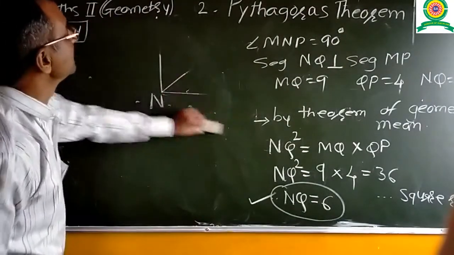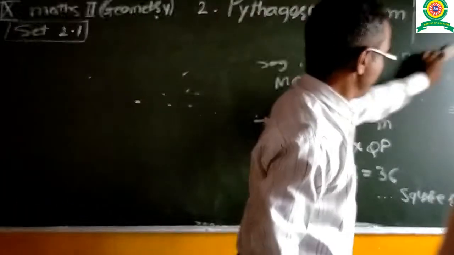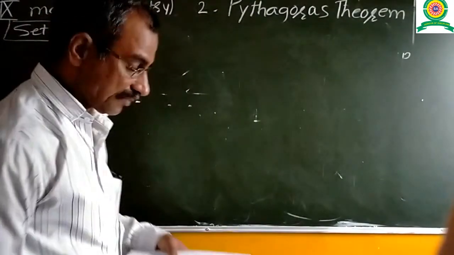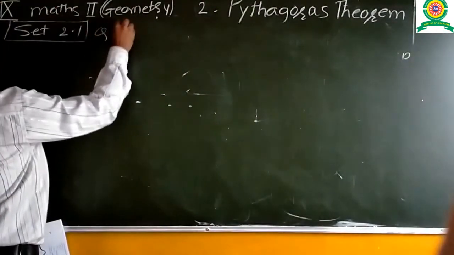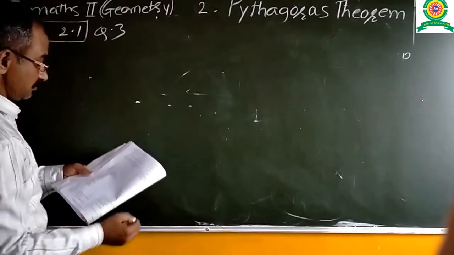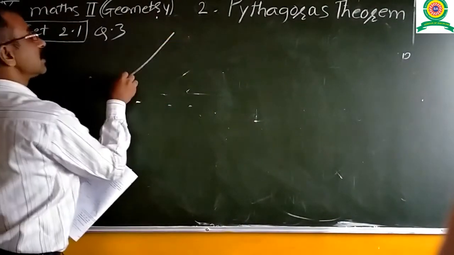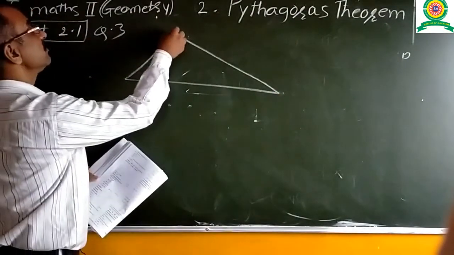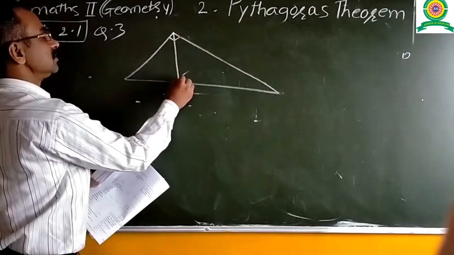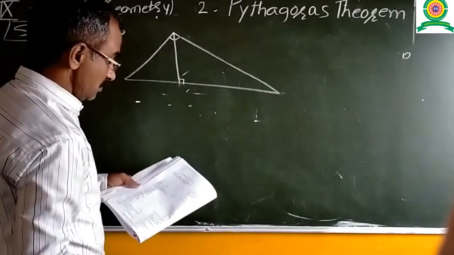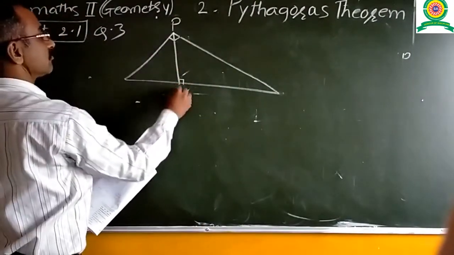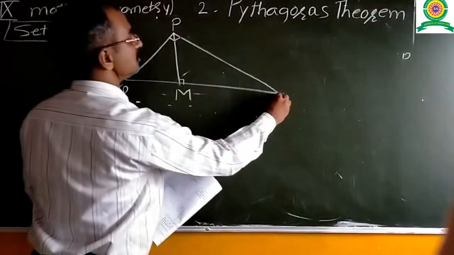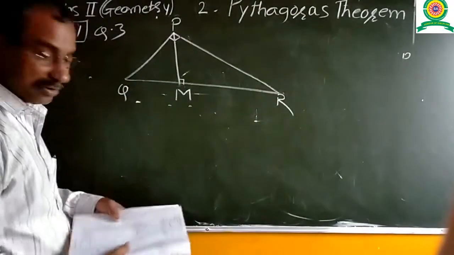Then question number 3. Again it is a diagrammatic question. I will draw the diagram. The perpendicular here. This is the right angle triangle, and this is the perpendicular PM in the upper triangle PQR. Then what will be given?